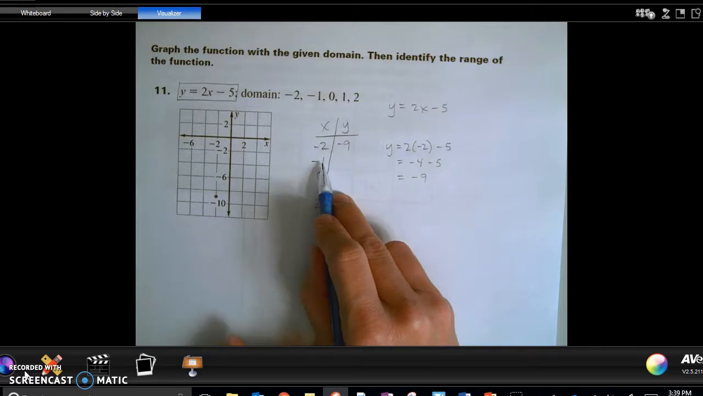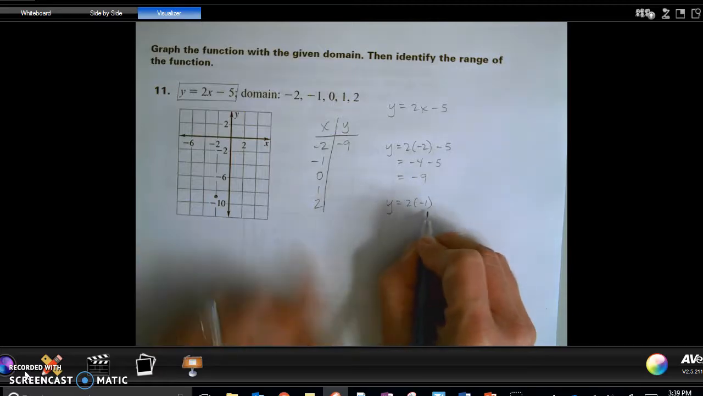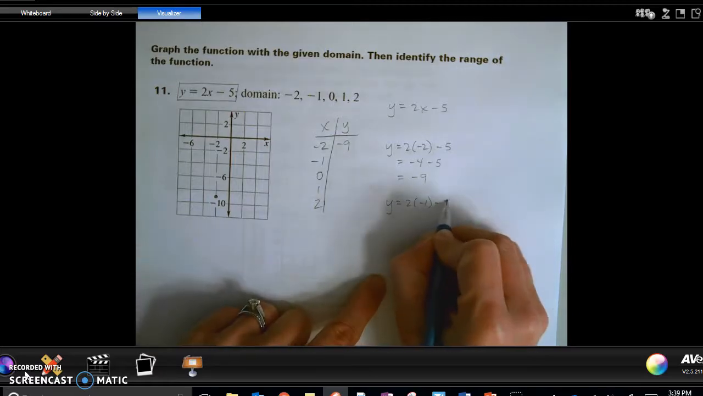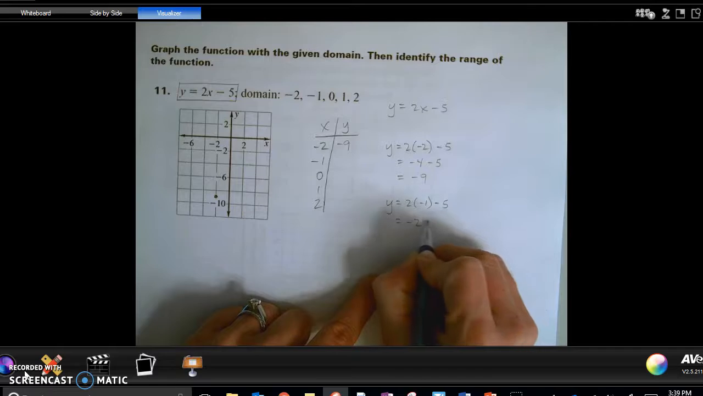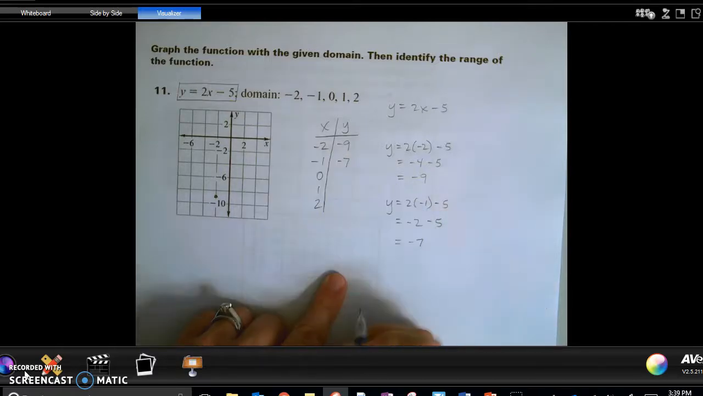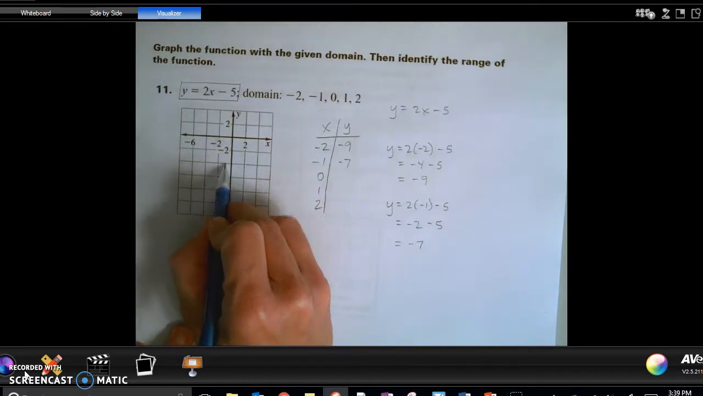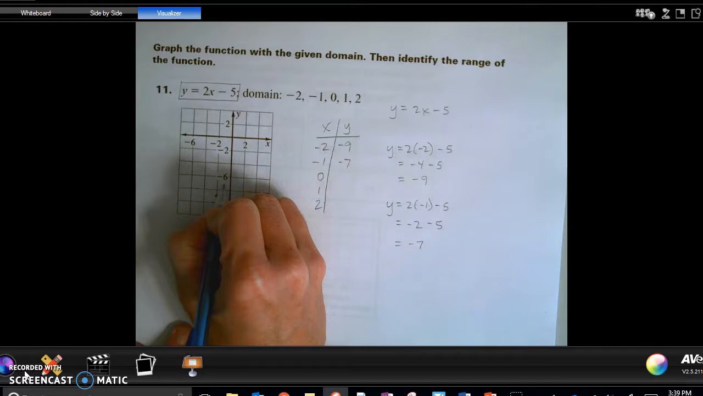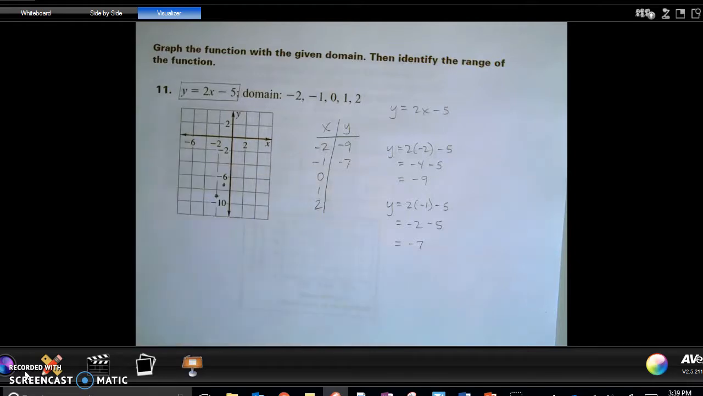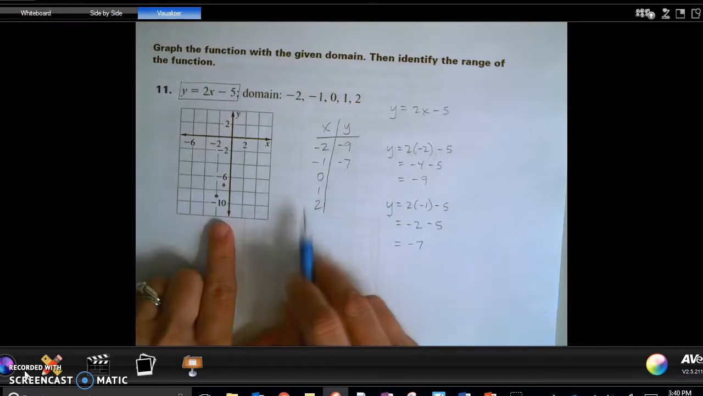Okay, the next value I'm going to substitute in is -1. So I will put -1 into my function for x. 2 times -1 is -2, and -2 minus 5 is -7. So this is the second point that I will plot. From the origin, I'm going to go left 1 and down 2, 4, 6, 7. As I'm plotting these points, I'm looking for a general slope or pattern to my points. And if I find I don't have one, then I should go back and double check my work.